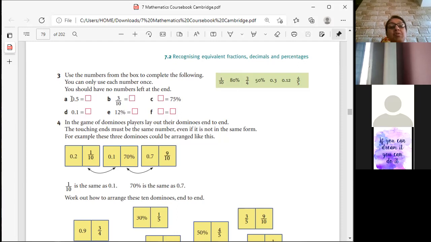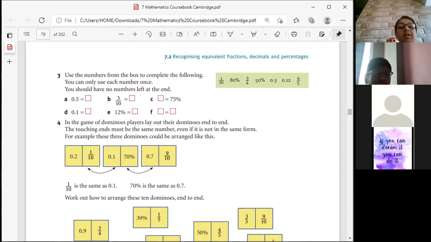Okay. Now 0.5 means 5 upon 10. Am I right? Yes or no? Are you all understanding what I'm doing? 0.5 can also be written as 5 upon 10.